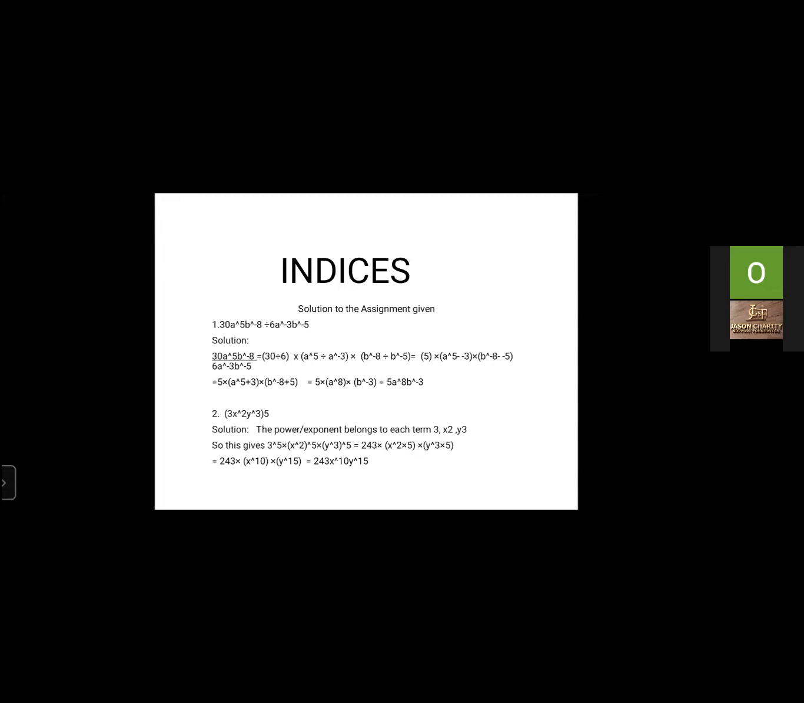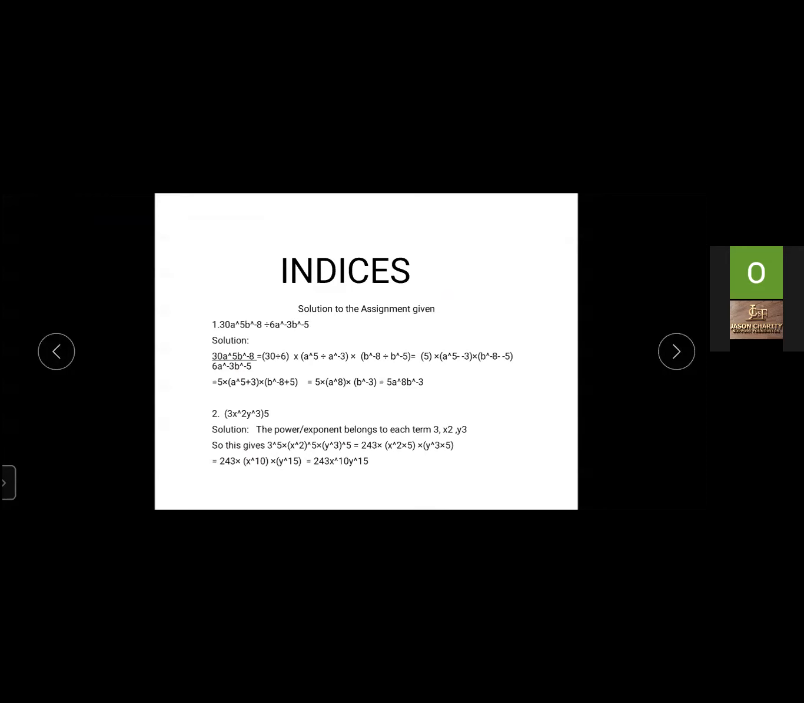And in mathematics, we know that minus times minus gives us plus. So from here, we have 5 times a raised to power 5 plus 3. 5 minus minus 3 changes to addition. So that gives us a raised to power 5 plus 3 times b raised to power.